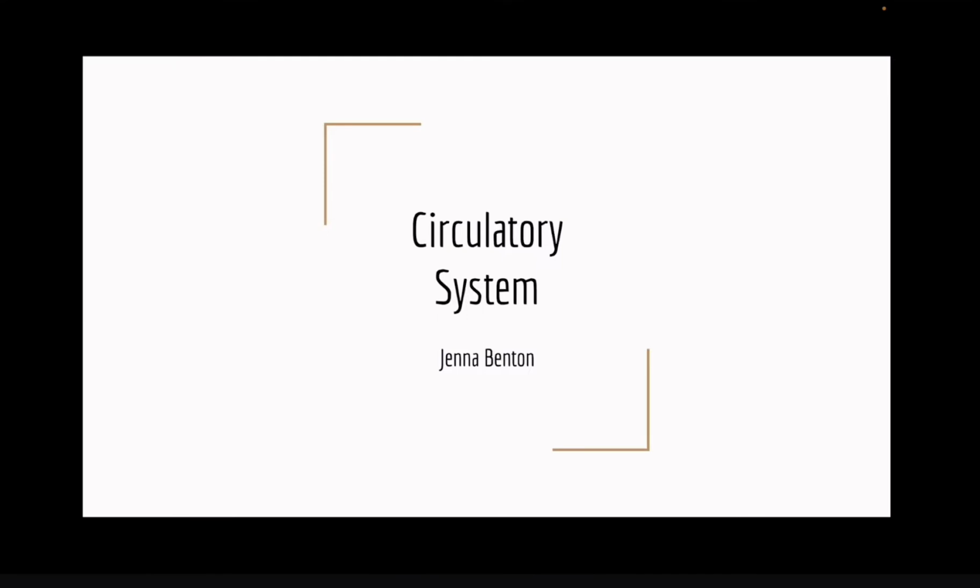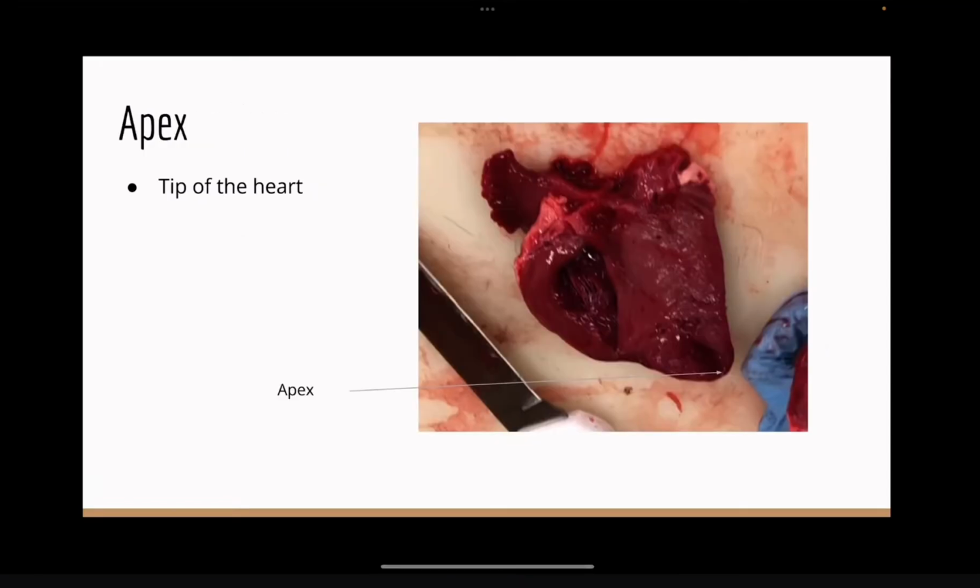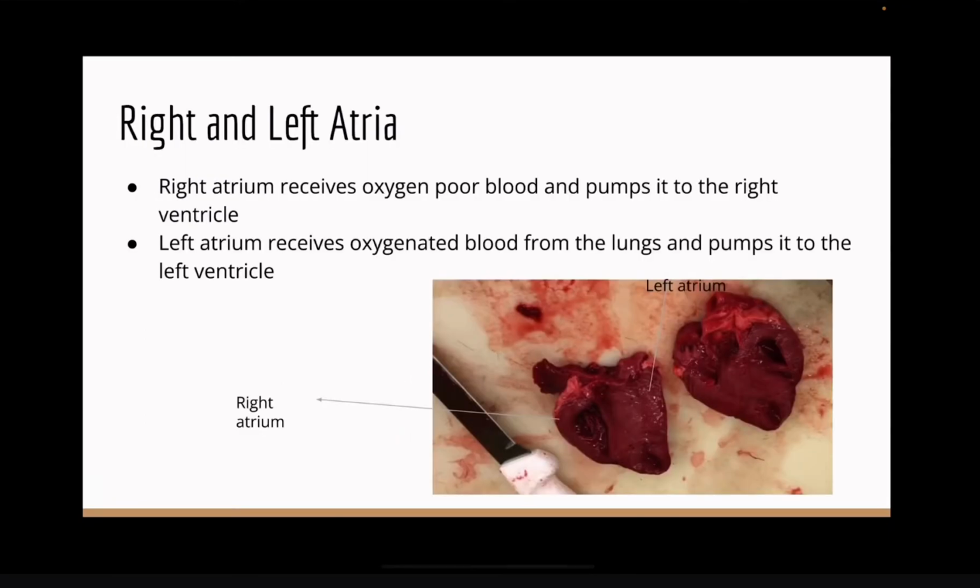Today I will be talking about the circulatory system as part of our bovine movie. The pericardium is a thick double layer surrounding the heart and helps hold the heart in place. Next is the apex. The apex is the tip of the heart and can be identified because it points out. There are 4 chambers of the heart, the right and left atria and the right and left ventricles.